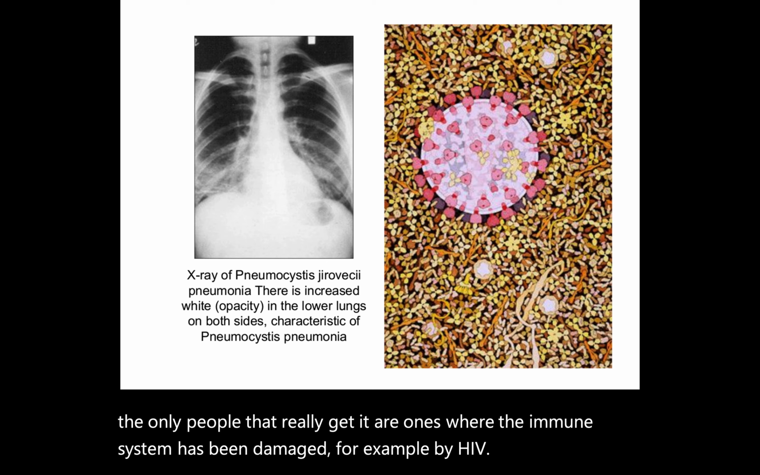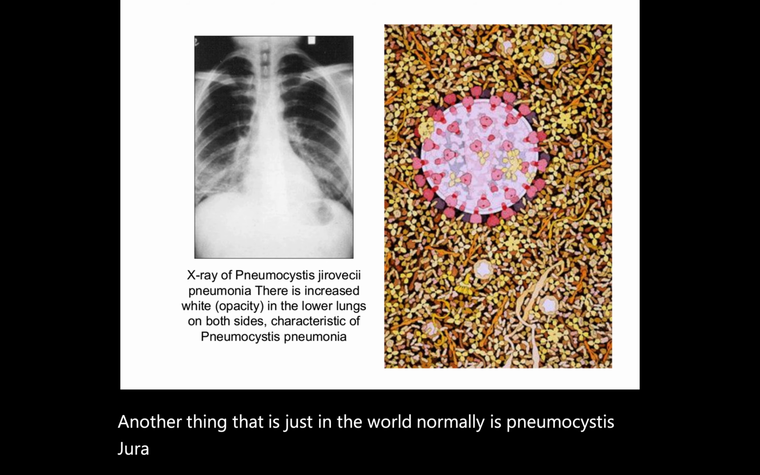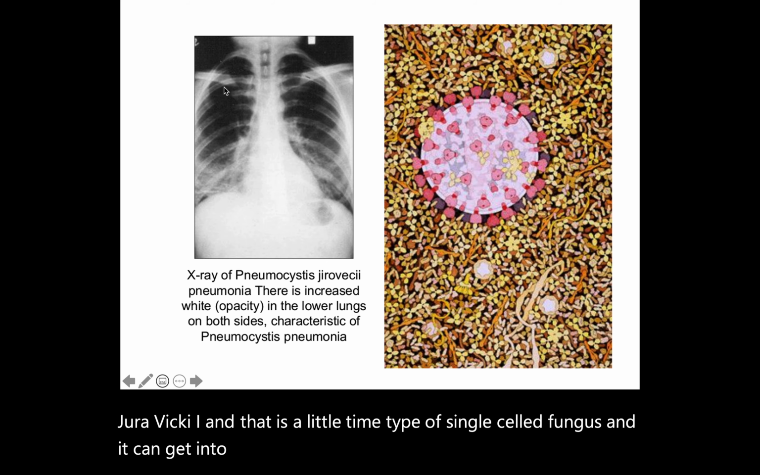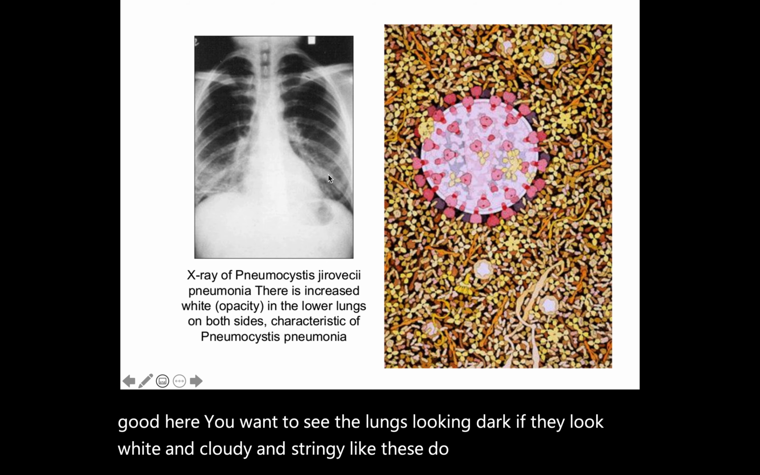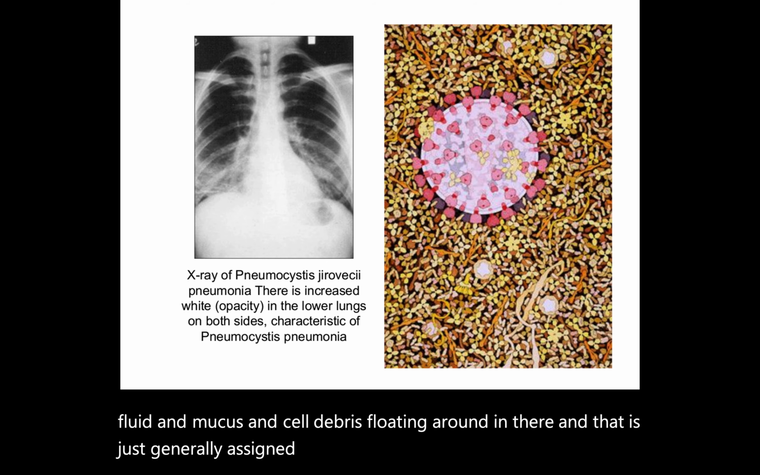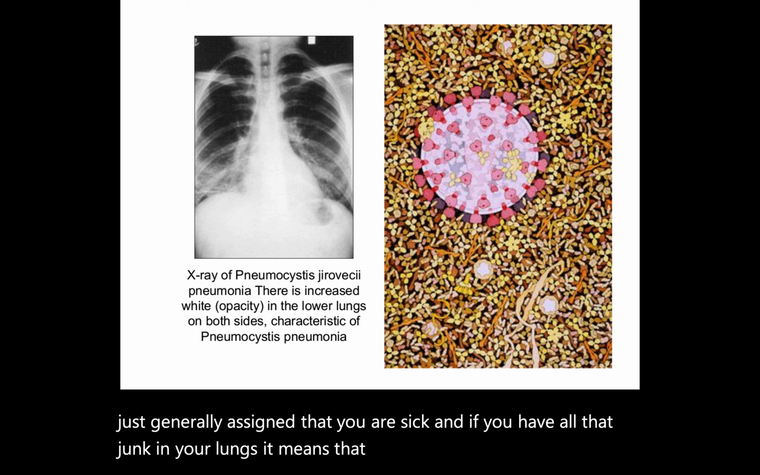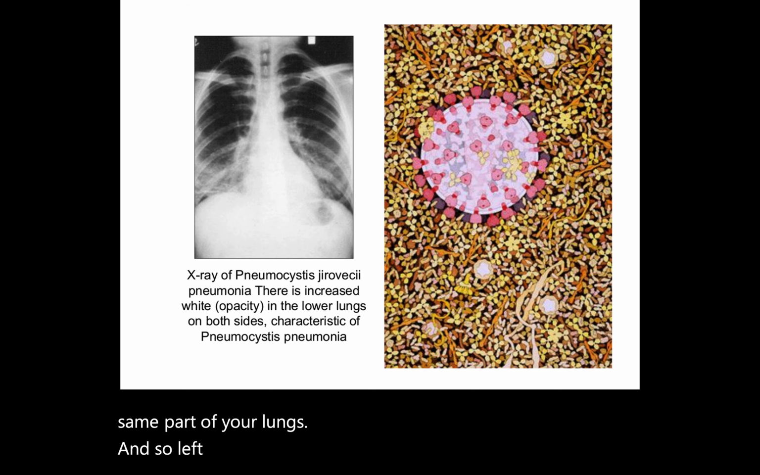Another thing that is just in the world normally is Pneumocystis jirovecii, a little type of single-celled fungus, and it can get into your lungs. The top of the lungs look pretty good here. You want to see the lungs looking dark. If they look white and cloudy and stringy like these do, this means that there is fluid and mucus and cell debris floating around in there, and that is generally a sign that you are sick. If you have all that junk in your lungs, it means that you cannot also breathe with that same part of your lungs. So, left untreated, this can be fatal, but it's normally very, very rare.